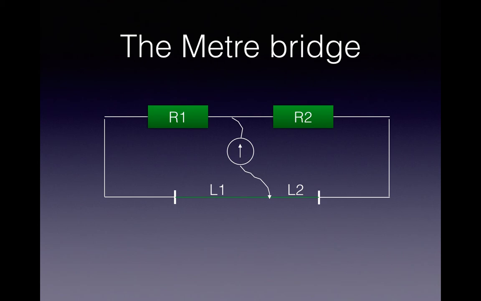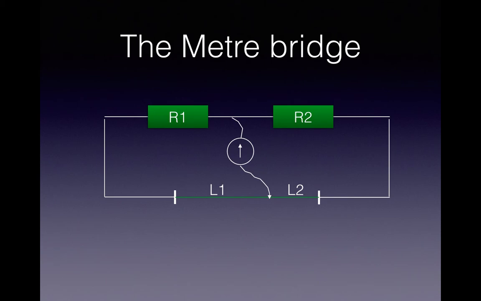And what you do is you'd set this up and you'd slide the contact left and right to adjust L1 and L2 respectively until the galvanometer reads 0. When that's the case, we know the bridge is balanced and R1 over R2 equals R3 over R4.